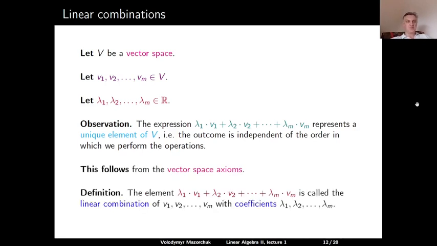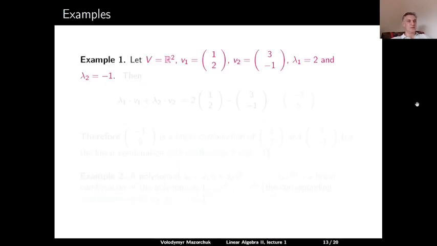So, by definition, this unique element of V, the element represented by the expression lambda 1 times v1 plus lambda 2 times v2 plus and so on plus lambda m times vm, is called the linear combination of the vectors v1, v2, and so on vm with coefficients lambda 1, lambda 2, and so on lambda m. Here are some examples.